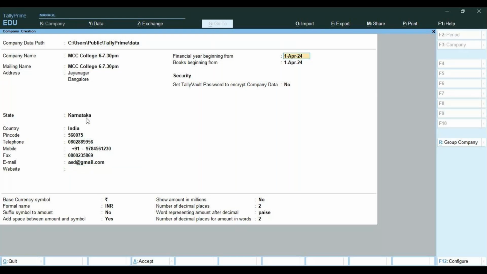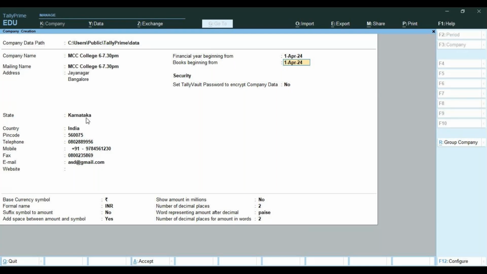See, the financial year beginning must always be 1st of April. Your financial year of the company will be 1st of April only. Whether you start from June, whether you start in the month of May, whether you start in the month of January, it will be 1st April only. And then books beginning is when you start your business. So whether you started in the month of November, January, or June, that's what your books beginning from date you can give there.